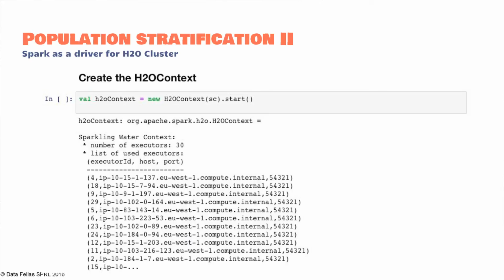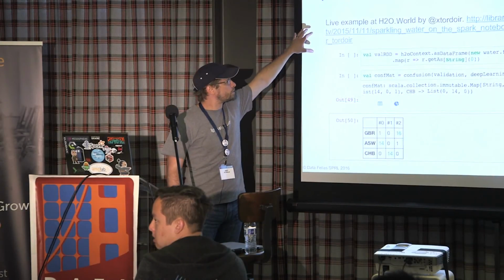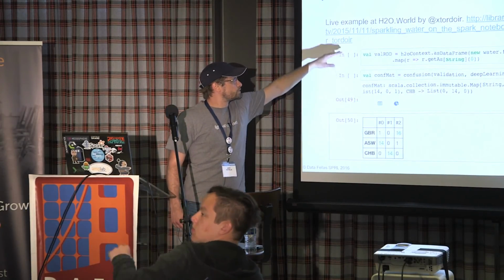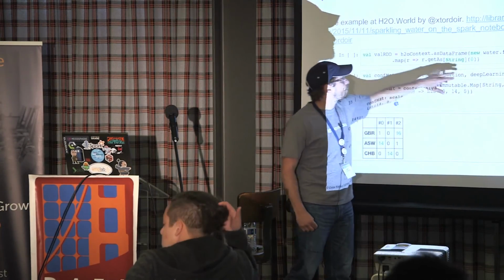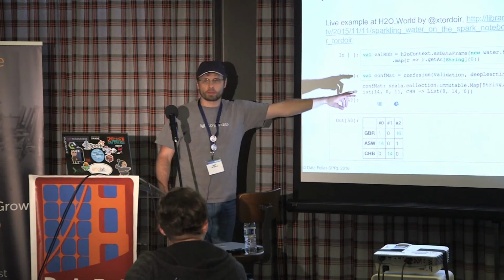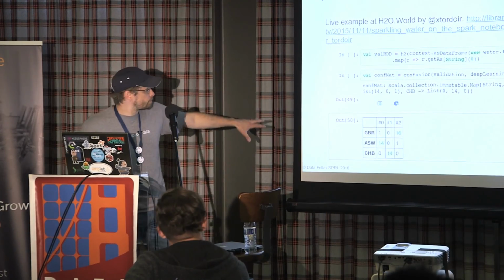From Spark, you can create your H2O context, and from there you can start using H2O. I recommend you watch this video. It's my buddy Xavier who presented it at H2O World recently. Mainly, what you can do is run the H2O context on the data frame, and then you are able to run some deep learning algorithms in two or three lines, or a few more. And it did a pretty good job as well.